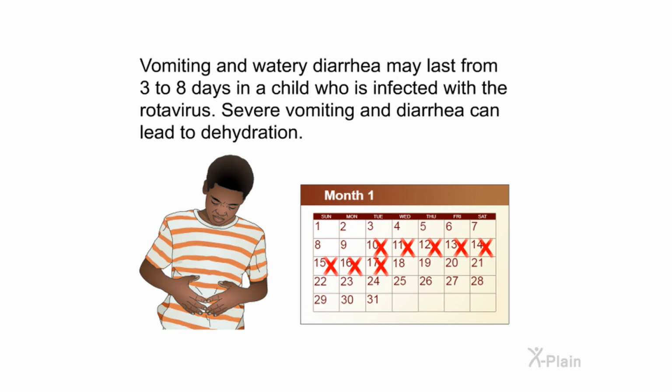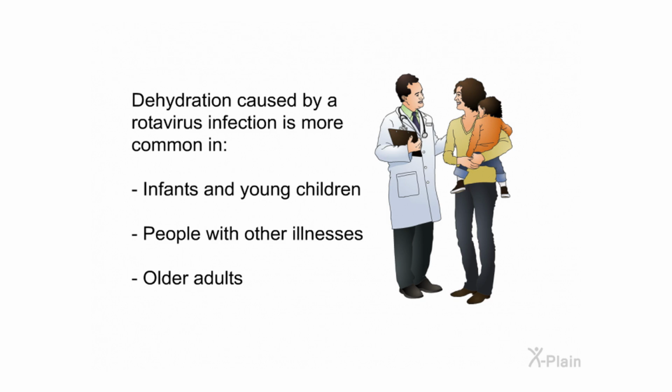Vomiting and watery diarrhea may last from 3 to 8 days in a child who is infected with the rotavirus. Severe vomiting and diarrhea can lead to dehydration. Dehydration caused by a rotavirus infection is more common in infants and young children, people with other illnesses, and older adults.